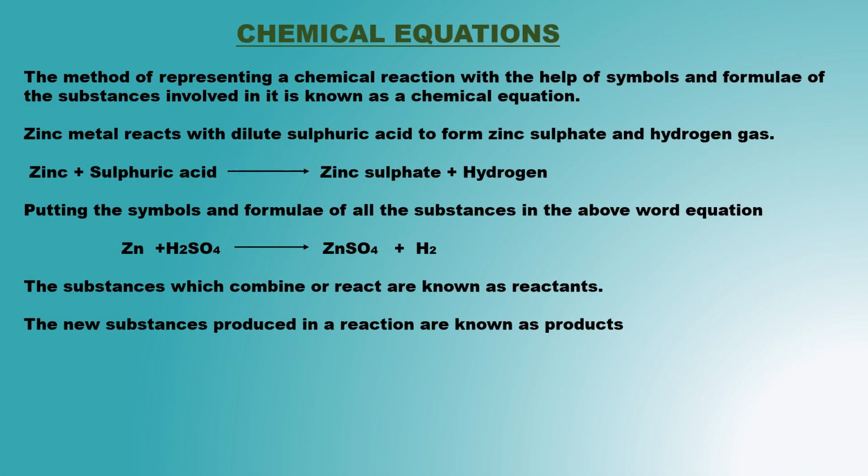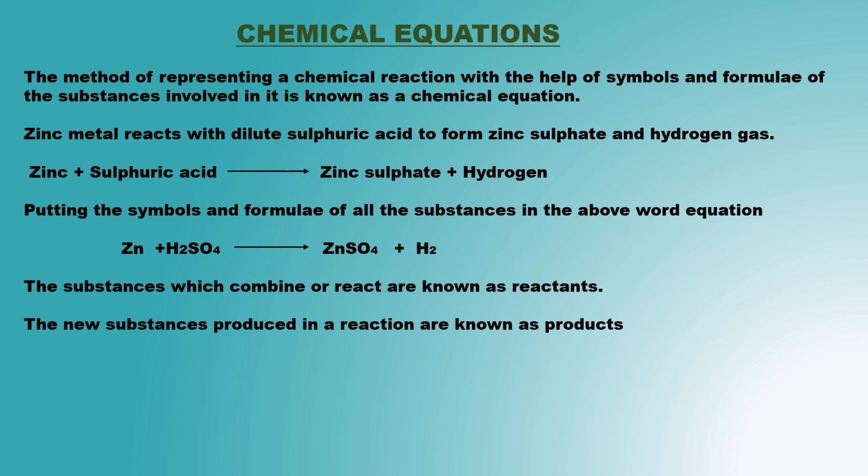The method of representing a chemical reaction with the help of symbols and formulae of the substances involved in it is known as a chemical equation. Let us take one example to understand the meaning of a chemical equation clearly. Zinc metal reacts with dilute sulfuric acid to form zinc sulfate and hydrogen gas. This reaction can be written in words as zinc plus sulfuric acid give rise to zinc sulfate plus hydrogen.